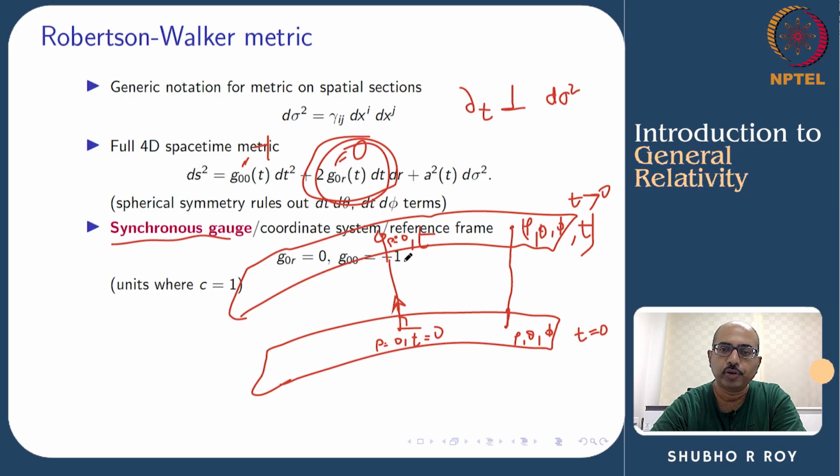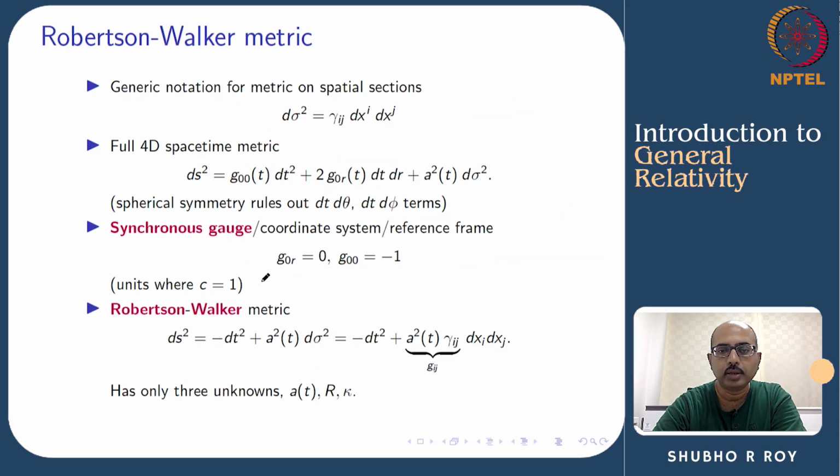So further, as I said, what is the time elapsed in this? That we will take to be exactly equal to dt squared, not g00 times dt squared, but just dt squared, which is the same as saying that I'm choosing g00 to be minus 1. Okay, so g00 is chosen to be minus 1. So these two choices together are called the synchronous gauge. Then if we do that, the metric further simplifies, and it is said to be of the form written down by Robertson and Walker, the Robertson-Walker metric.